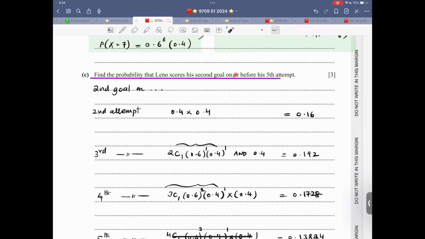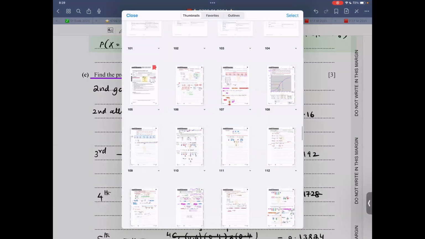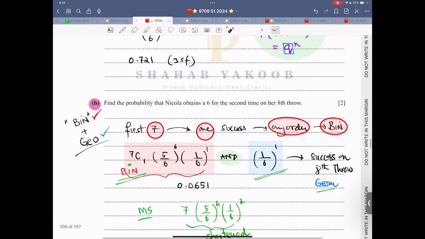But the question was just like this on his 5th attempt. If the question was like this, then we would say, let's isolate 4 attempts and the 5th attempt is a success. And out of these 4, we use binomial. You can check out, I think it was in this paper. Do check this thing out. The previous paper that I used, there it is.